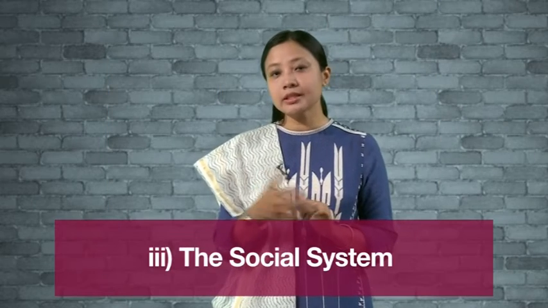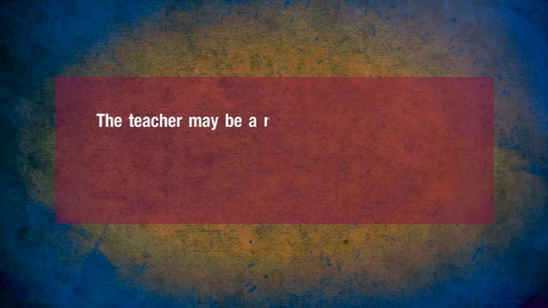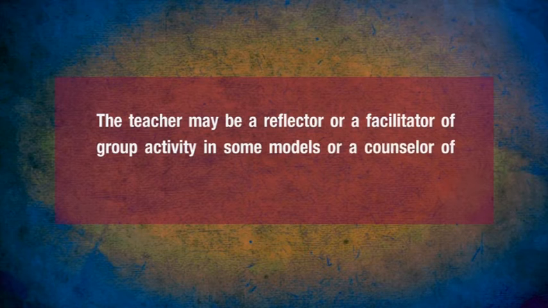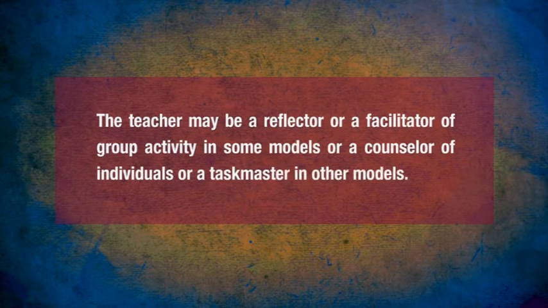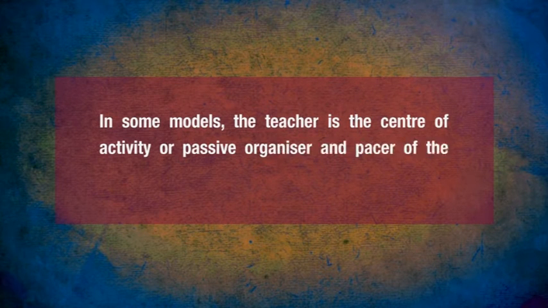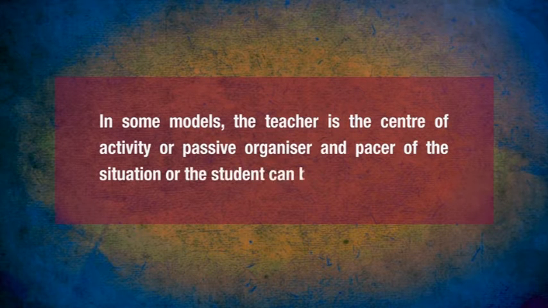The third one, the social system. This aspect describes the teacher and the students' roles and their interrelationship within the classroom and outside it. The leadership roles of the teacher vary greatly from one model to another. The teacher may be a reflector or a facilitator of group activity in some models, or a counselor of individual or a taskmaster in other models. In some models, the teacher is a center of activity or passive organizer and pacer of the situation, or the student can be at the center.